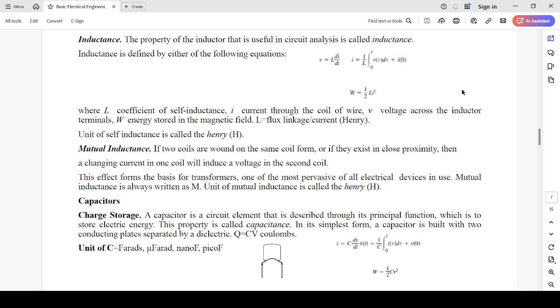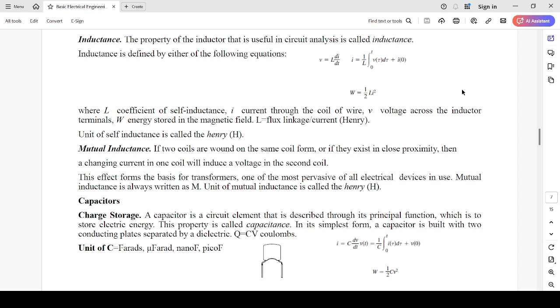The subscript 0 indicates that this is the initial current, at t equal to 0, which is always a constant. In most numerical conditions, it will either be assumed to be 0, or the examiner will give you its numerical value. Then another formula to estimate the energy stored in the inductor is half L I square joules, where L is known as the coefficient of self-inductance, I is the current flowing through the coil of wire, and V is the voltage across the inductor.